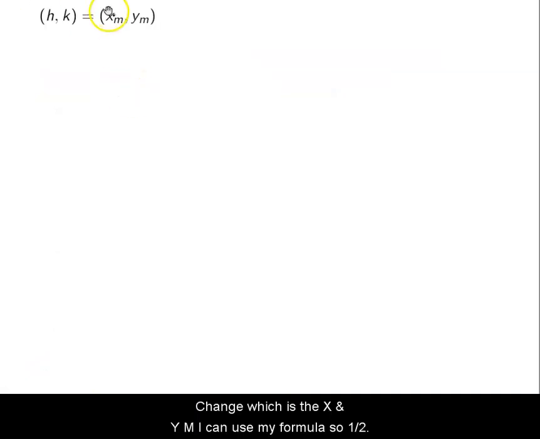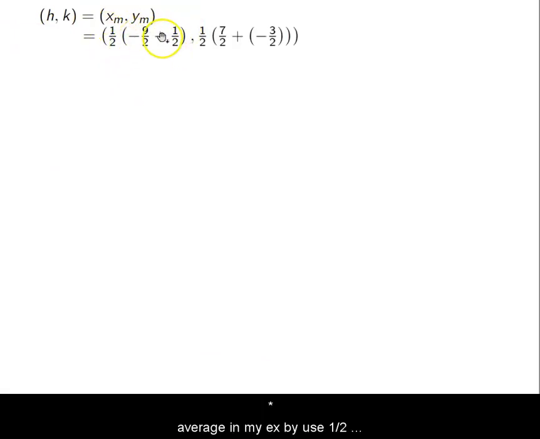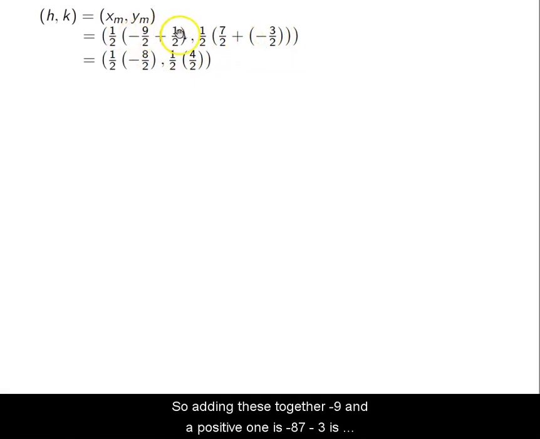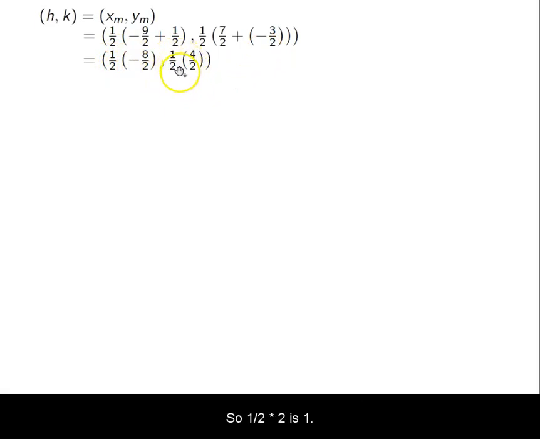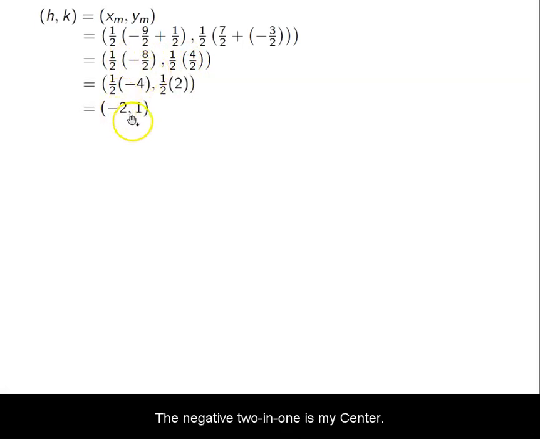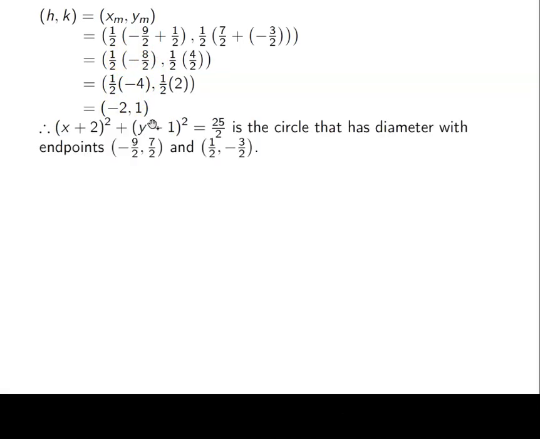So my h and k, which is the x and y, I can use my formula: 1/2 times the average of my x values, 1/2 times the average of my y values. Adding these together, -9 and +1 is -8. 7 minus 3 is 4, because they already have their common denominators. So this is 1/2 times -4, and this is 1/2 times 2. 1/2 times 2 is 1, and 1/2 times 4 is 2. So -2 and 1 is my center.